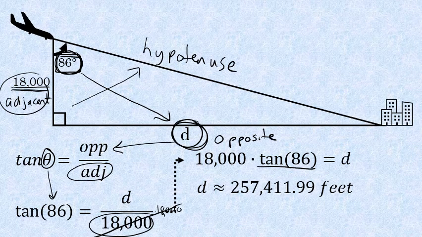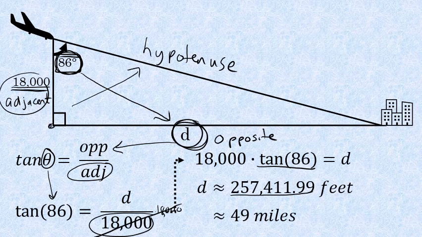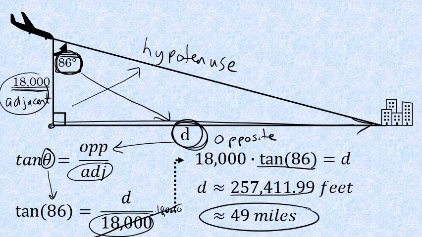Now the question wanted me to answer in miles, so I'll take my 257,411.99 and divide it by 5,280, the number of feet in a mile, and I'm going to round that off to the nearest mile. I'll be able to say that the ground distance from the plane's location to the airport is about 49 miles.